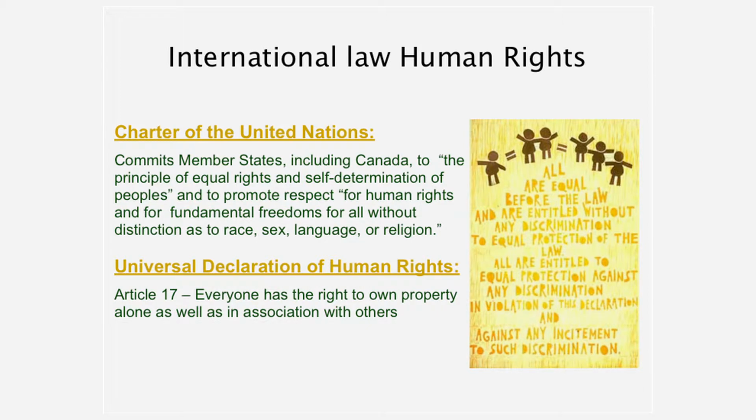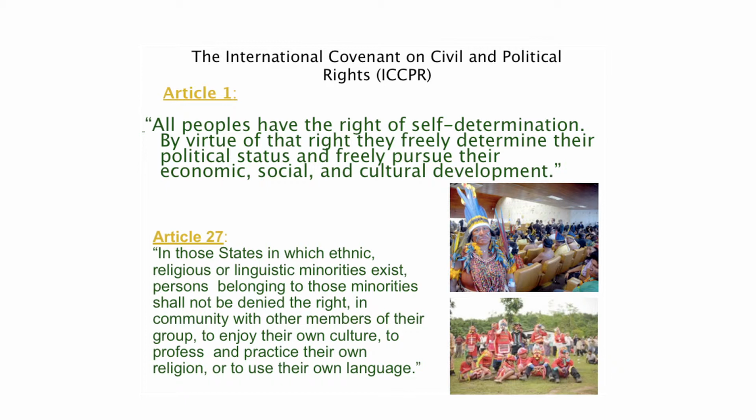So when we look at this notion of international law in relation to human rights, that draws from a number of sources. The Charter of the United Nations talks about equal rights. It talks about self-determination, about the promotion of respect. The Universal Declaration of Human Rights talks about the right of everyone to own property alone or in association with others. The International Covenant on Civil and Political Rights, again, talks about self-determination. Article 27 talks about states or countries where there are ethnic or religious or linguistic minorities, that those persons should have the right to enjoy their own culture, their own religions, their own languages.